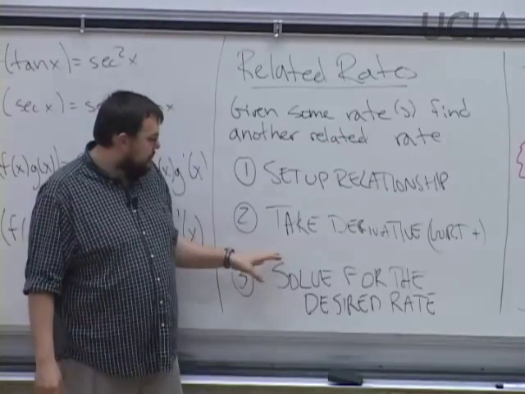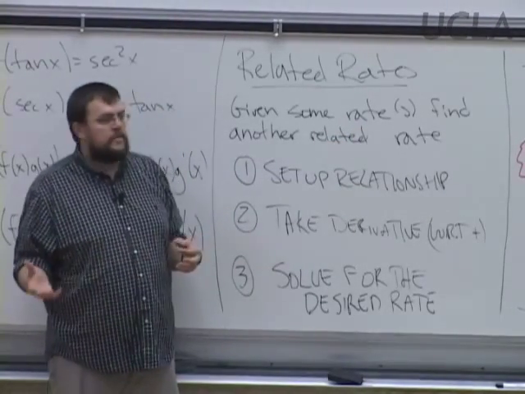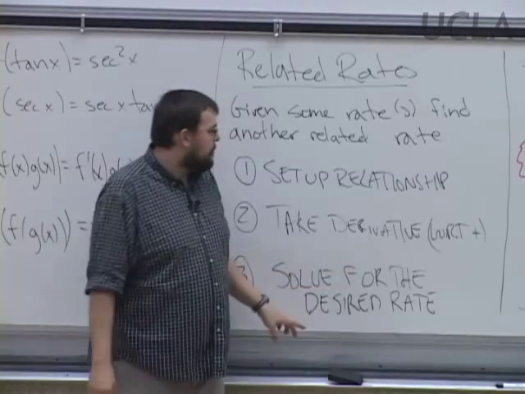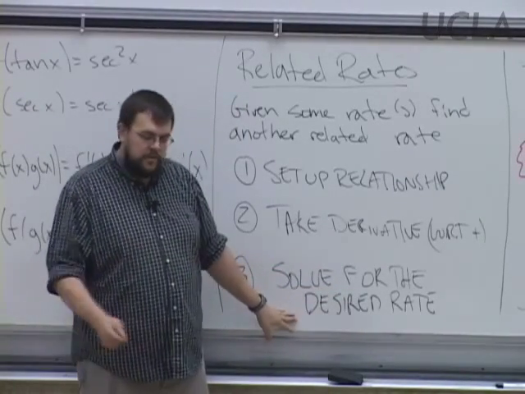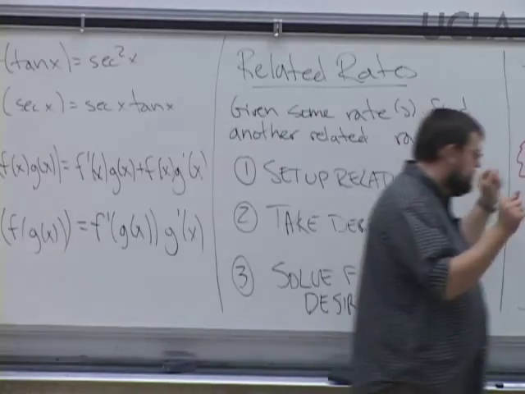And then step 3, well, we take the information that we have, and we should have everything that we want except for the desired rate. And so we solve for it. And we're done. Woohoo! Okay.